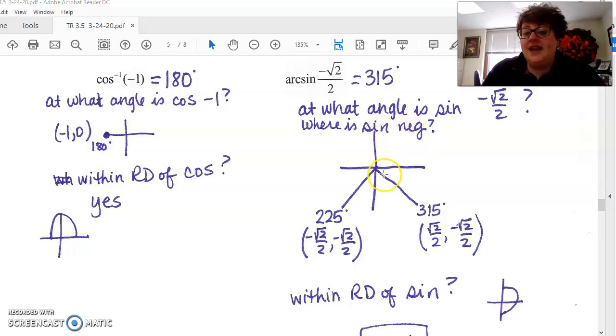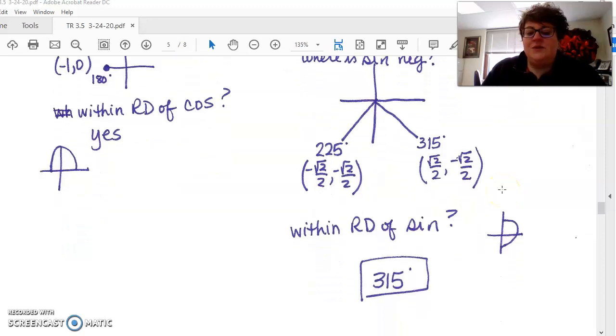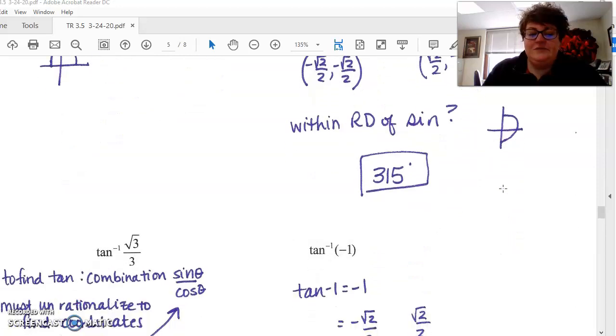Okay, where is sine negative? It's negative in the third and fourth, because sine is our y value, so where is y negative? So 225 or 315, which one falls within the restricted domain? The inverse sine of negative root 2 over 2 is 315.